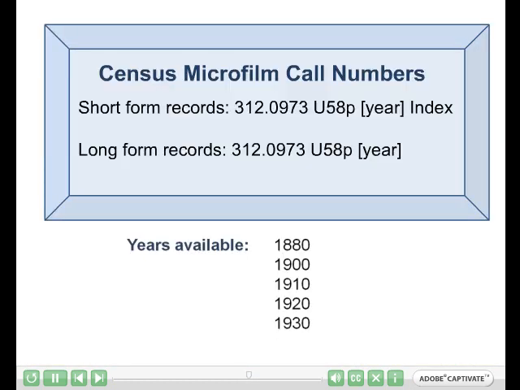There are reels for the short-form records, which cover basic demographics and which were answered by all Americans, and there are long-form records which were distributed to a sample of Americans and included many more questions. You may notice that 1890 is not listed among the years the library owns. Sadly, the majority of the 1890 census records were destroyed in a Department of Commerce fire.